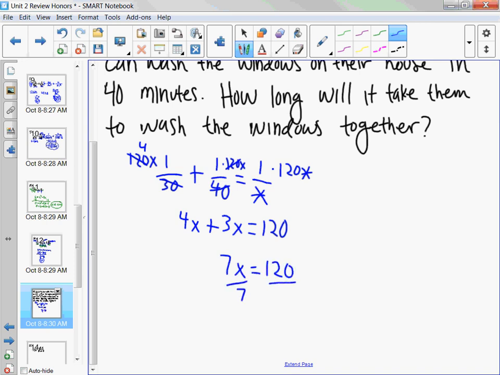Divide by 7. I don't have a calculator on me, so 120 divided by 7, and then that's going to be minutes. Let me grab a calculator real fast. 120 divided by 7 is 17.14. And then we can multiply the 0.14 by 60, and that's going to give me 8.4 seconds.